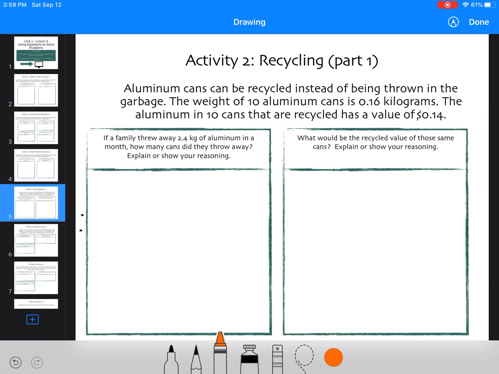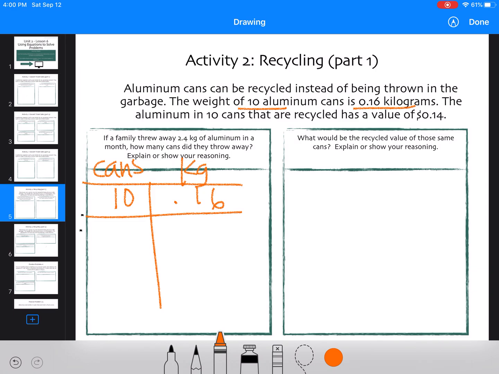So then it says, aluminum garbage. A family threw away 2.4 kilograms of aluminum in a month. How many cans did they throw away? Explain your reasoning. So we know that 10 aluminum cans is 0.16 kilograms. Okay, so if we know that's cans, and that's kilograms.